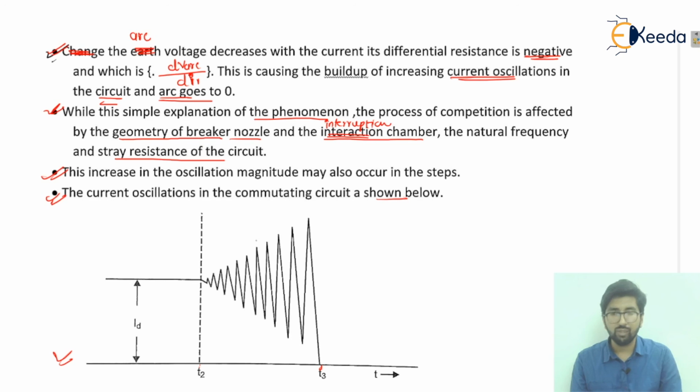So this is the simple curve. There will be current oscillations, you can say. I hope you have understood all the concepts which I have discussed related with the circuit breaker.